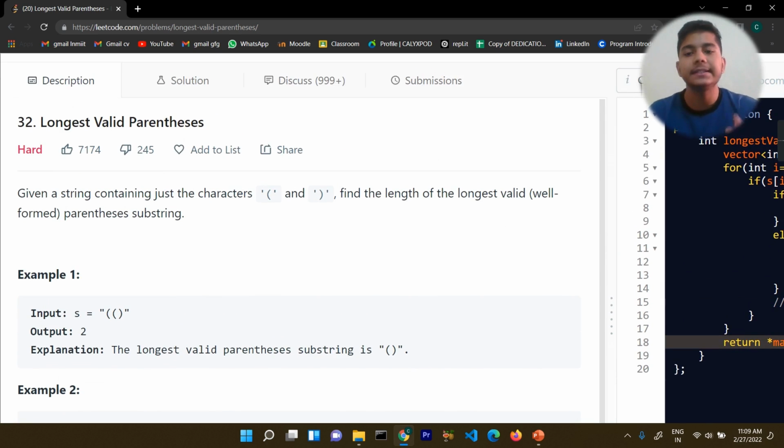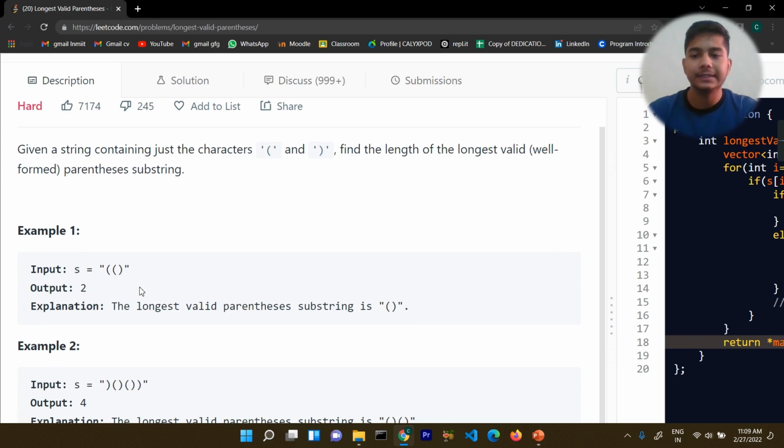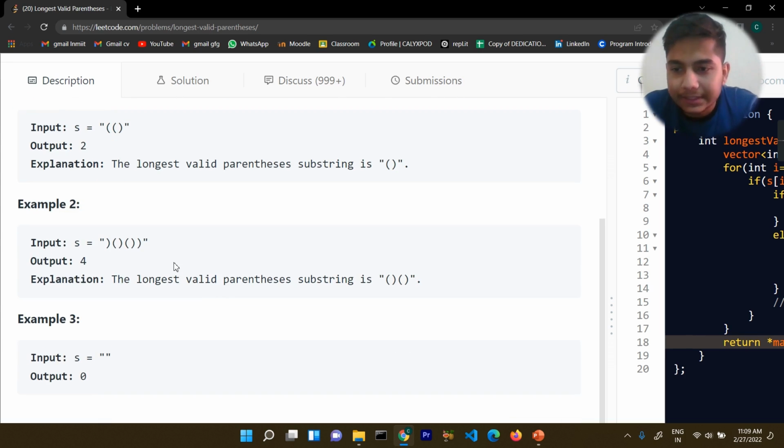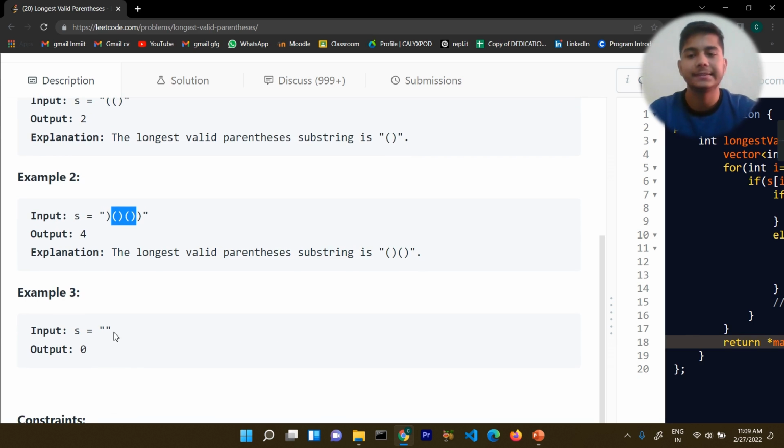So here we are. Given a string containing just the characters open parenthesis and close parenthesis, find the length of the longest valid, well-formed parenthesis substring, right? So this is what you have to find. Let's say the given input is this. So what is the longest valid parenthesis? This one, we know, right? Because a valid parenthesis means opening and closing are balanced out. This is the simple meaning of that. Suppose in the second case, this is the thing that we are looking for, right? Yes, this is right. And if it's empty, it's zero.